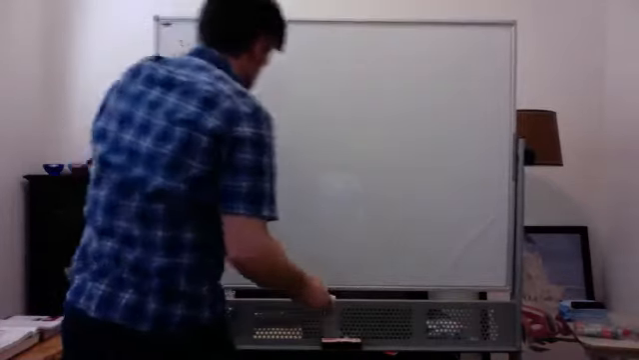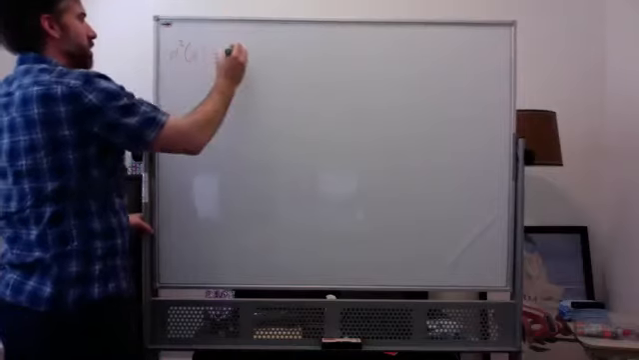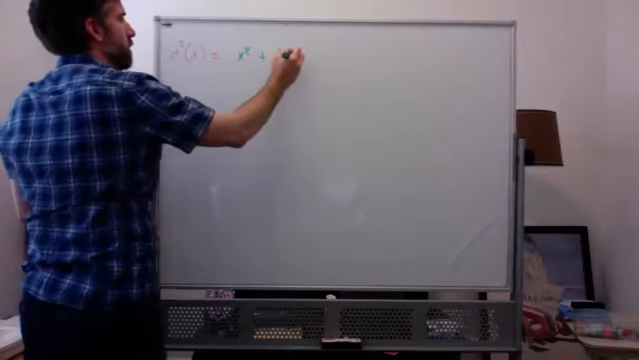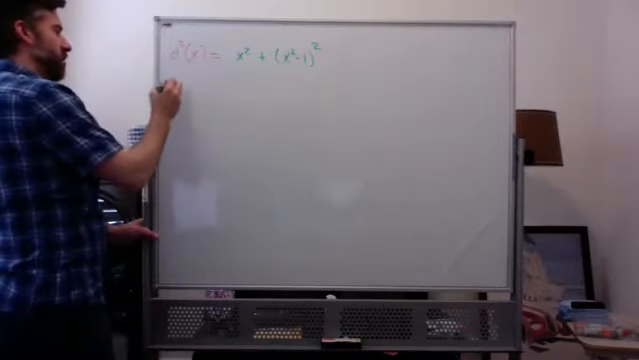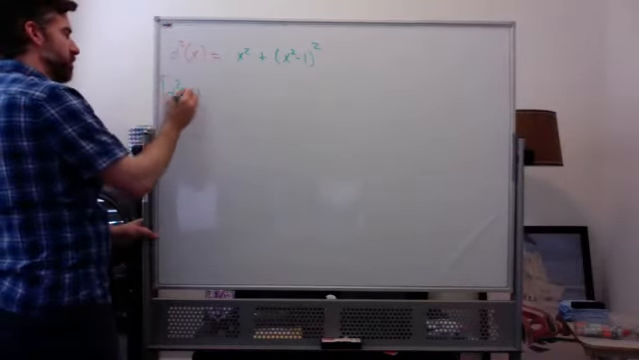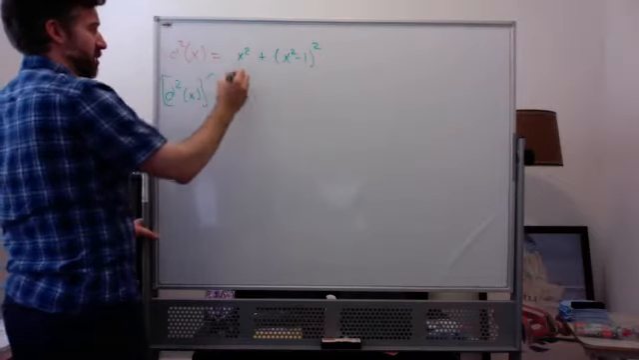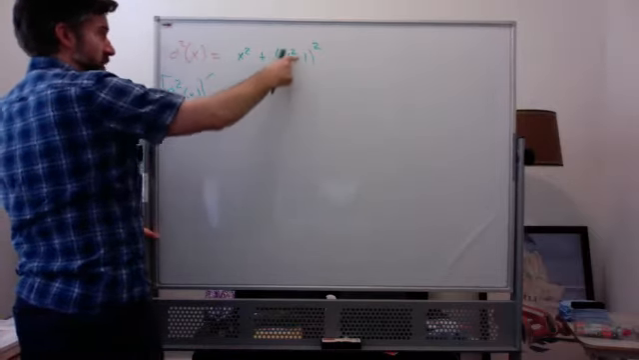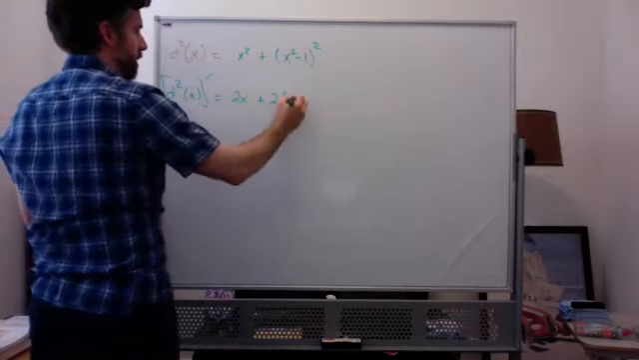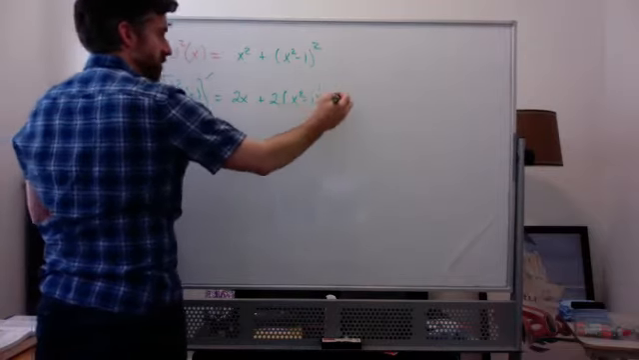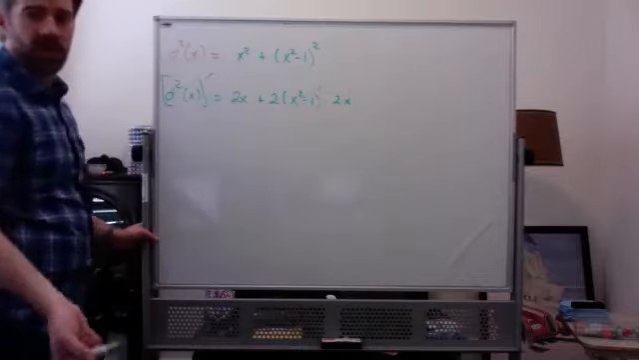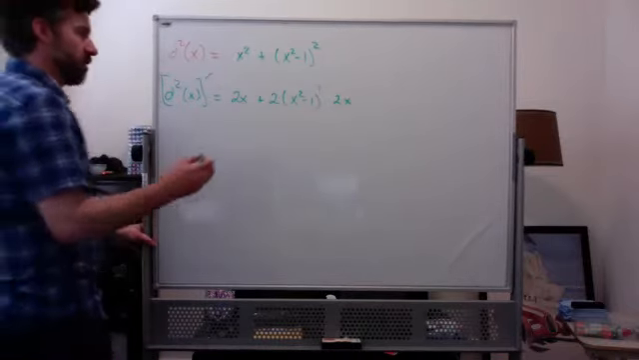Okay. So the distance squared, again, was x squared plus x squared minus 1 quantity squared. Now we're going to take the derivative of that. Derivative of x squared is 2x. Derivative of stuff squared is 2 times my stuff to the first times the derivative of stuff, which is 2x. This is going to be a little bit messier. So let's take a look.